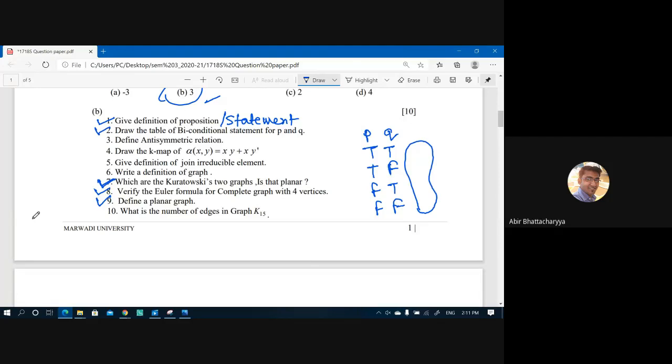Either you can say it can be embedded in a plane without any edge crossover, or you can write it can be redrawn in a plane without any edge crossover. Then you can say this graph is a planar graph. Otherwise all answers are only partially correct.